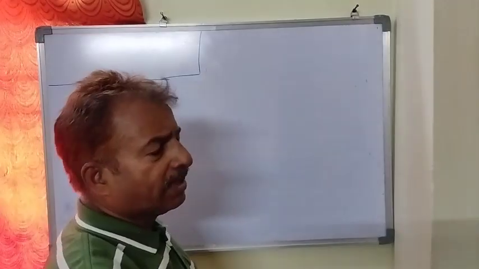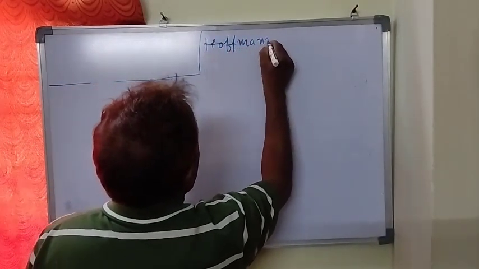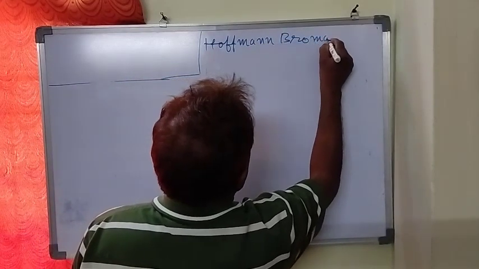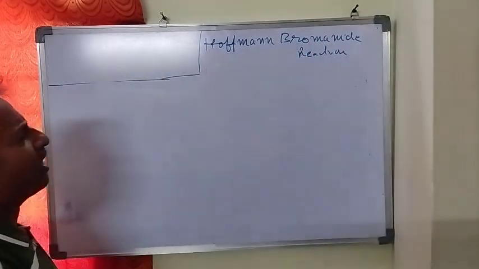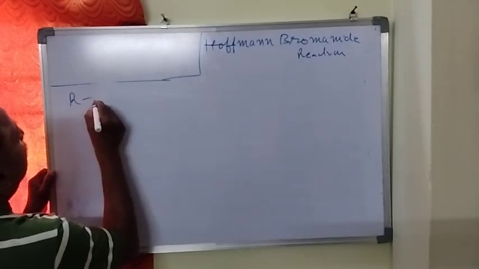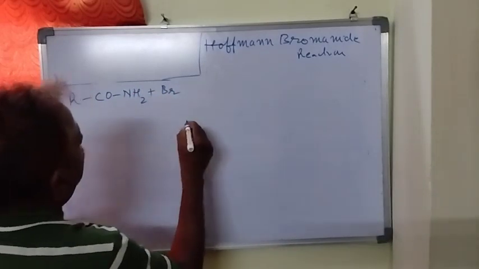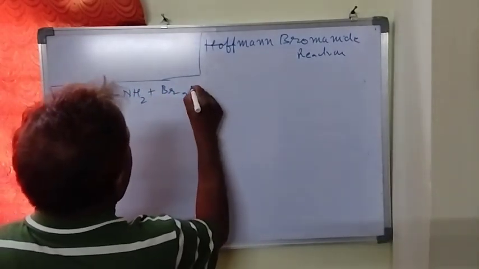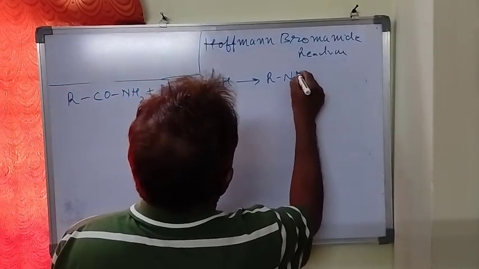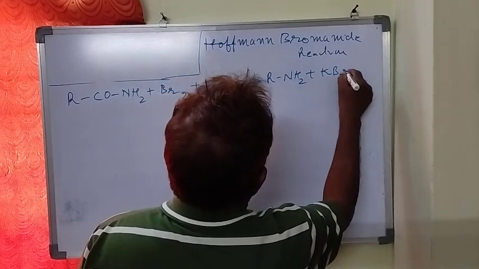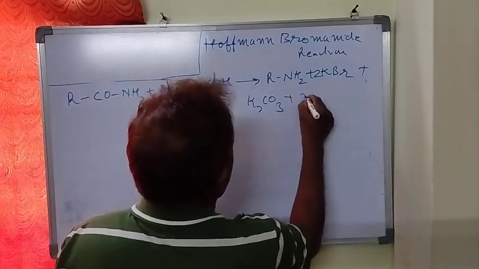Now another reaction is the Hoffmann bromamide reaction. In this Hoffmann bromamide reaction, a primary amide is treated with bromine in the presence of potassium hydroxide. We get RNH2 plus KBr plus K2CO3 plus 2H2O.